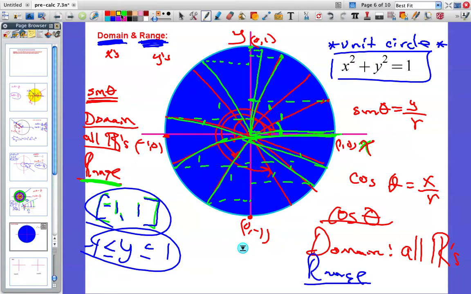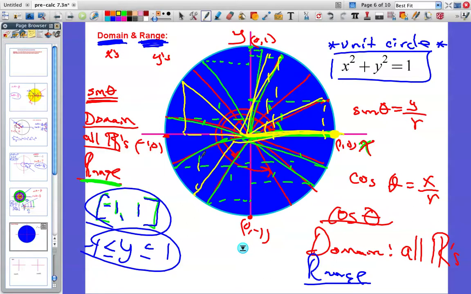Let's switch colors here. So if I had this here and I'm right here, I'm talking about the x, because it's x over r, and r is 1. What happens to my x values as I go like this? It started out right there at 1, and then I come over here and my x values start going towards negative 1. And as I go into quadrant 3, my x values start going back towards 0. And when I go into quadrant 4, my x values start getting closer to 1.